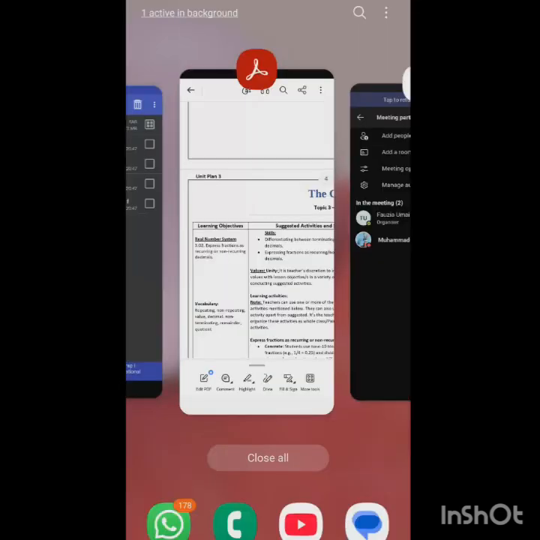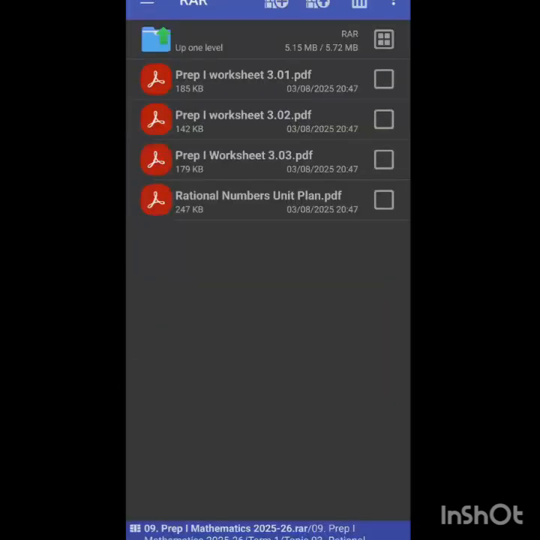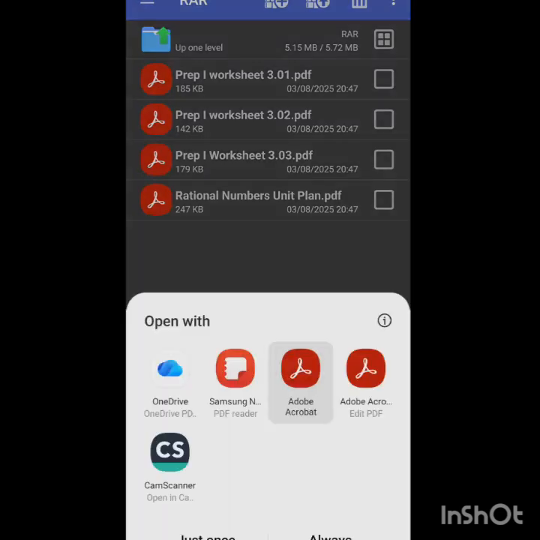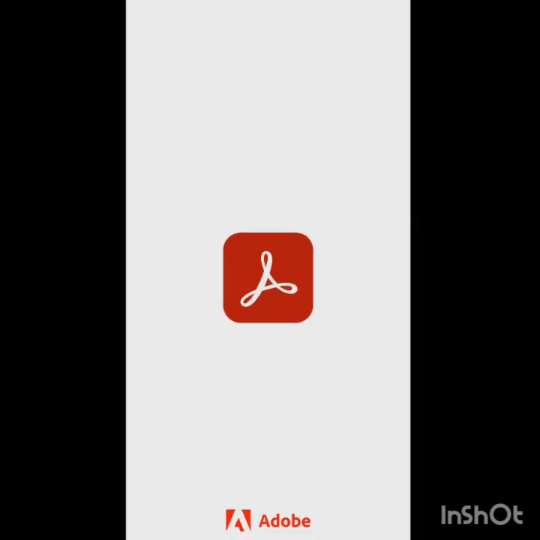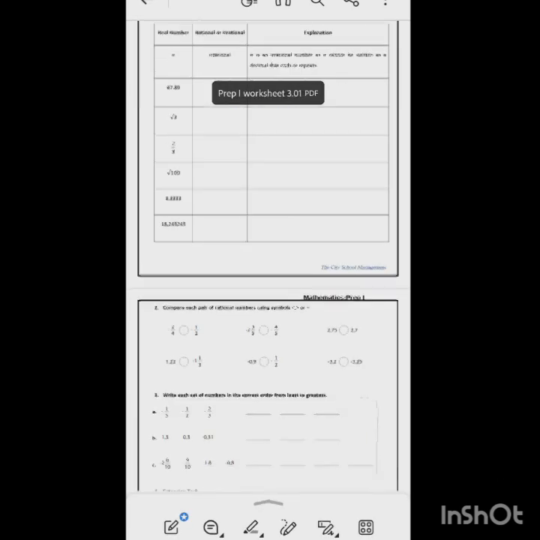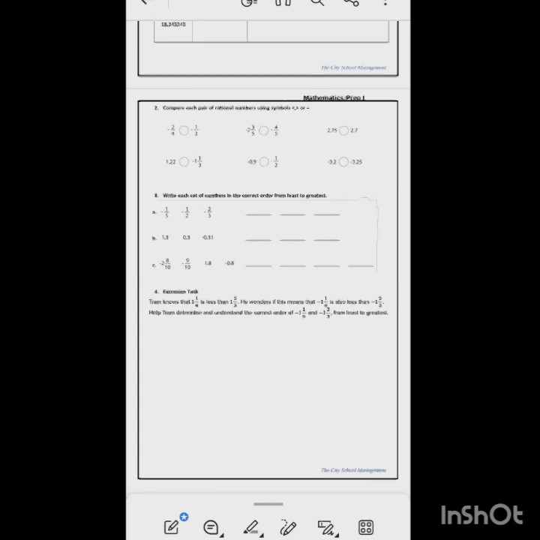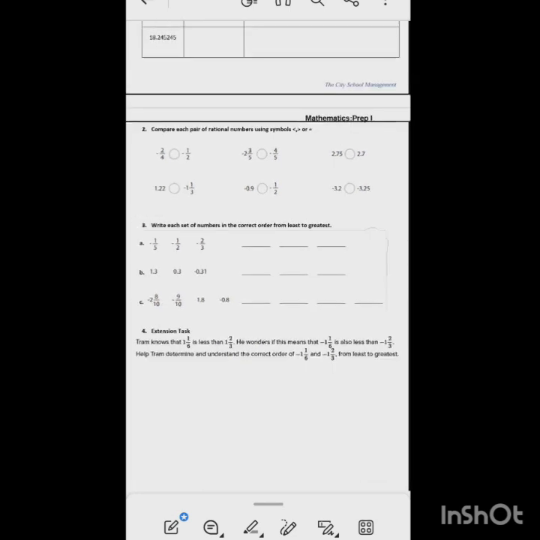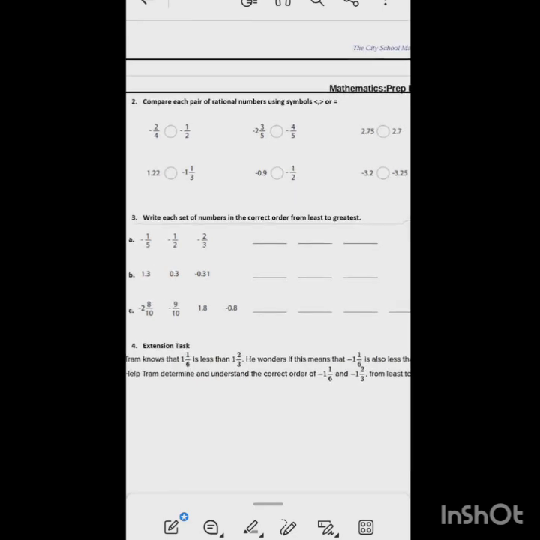So let's open the first worksheet so then we can discuss. The first topic is basically comparing rational numbers. So mainly there could be fractions. First question I'm skipping for now. So this one: compare each pair of rational numbers using symbols less than, bigger than, or equal to.